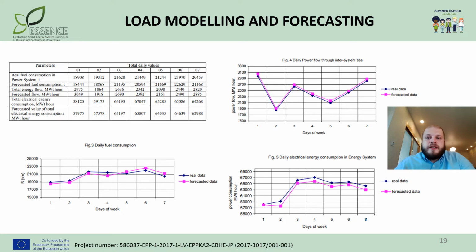I would like to draw your attention to the results that the authors have managed to capture when using artificial neural networks. They have provided the forecast of daily power flow through inter-system ties, presented in Figure 4, daily fuel consumption presented in Figure 3, and daily electrical energy consumption in the energy system presented in Figure 5. So the application of the neural network demonstrates high accuracy and feasibility of using these algorithms for this very specific problem under consideration.